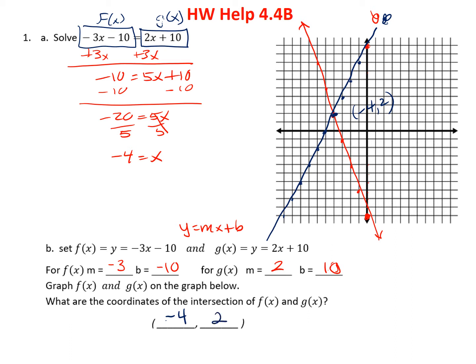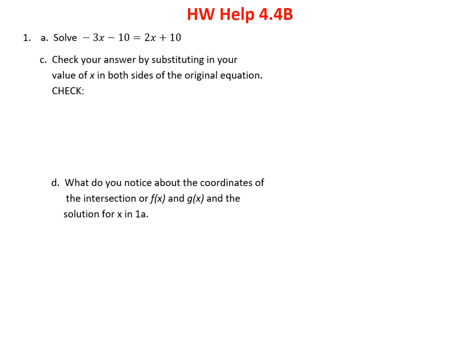Now notice what you're going to see here is that when I solved it in 1a, I got an answer that x equals negative 4. When I made each side an equation and saw where they intersected, x was negative 4. And that's the point they're trying to make in this particular problem. Part C says to substitute our answer back in and see if it worked.